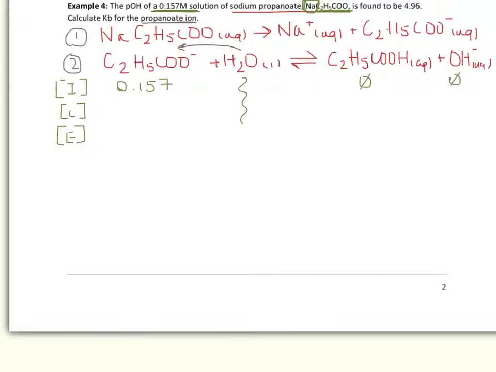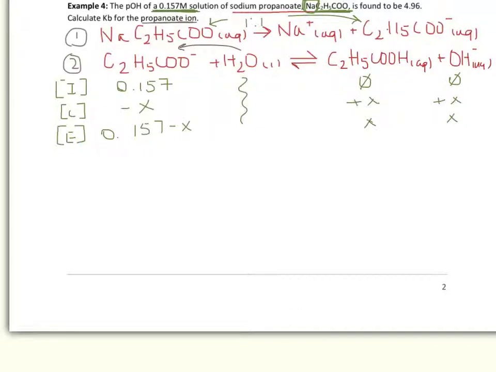You will notice that we were told that we had a 0.157 molar solution of sodium propanoate, but there is a 1-to-1 relationship between sodium propanoate and the propanoate ion, so I can go ahead and use the 0.157. We lose reactants, we gain products. They all have a coefficient of 1, and the equilibrium line is just the first two put together.